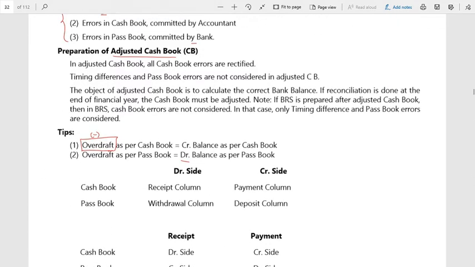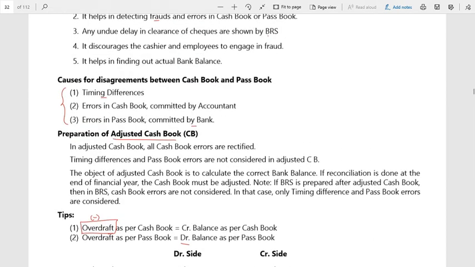So here, what is the adjusted cash book, that alone I need to explain. Adjusted cash book means, my dear friends, all cash book level errors, that means timing differences that are errors affecting the cash book. These are two things we will consider: errors committed by the accountant, as well as any timing differences which affect the cash book. This I will rectify. Only the banker's error I will not rectify, because that will be in the bank statement and I can't adjust it in my book. That is not my error. So only if I rectify these two, we call it the adjusted cash book.